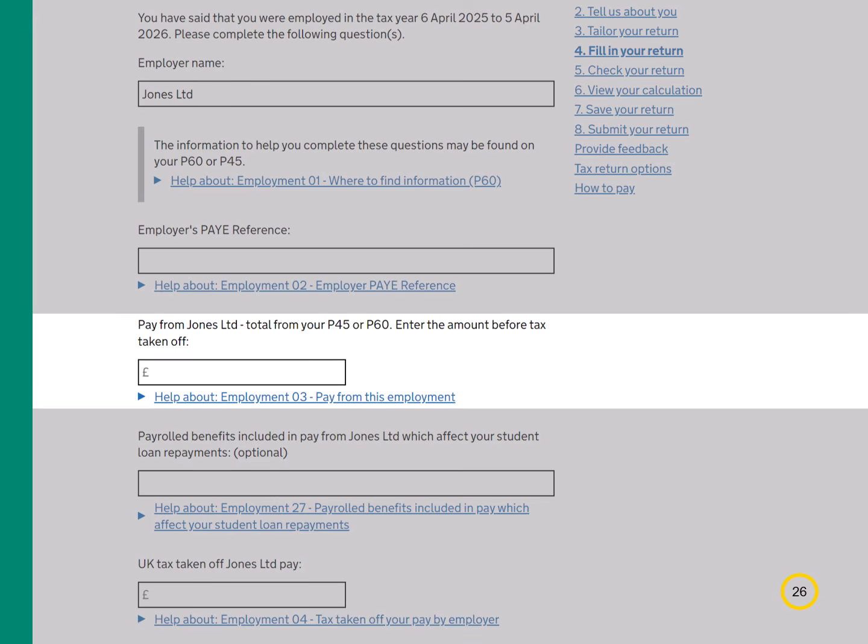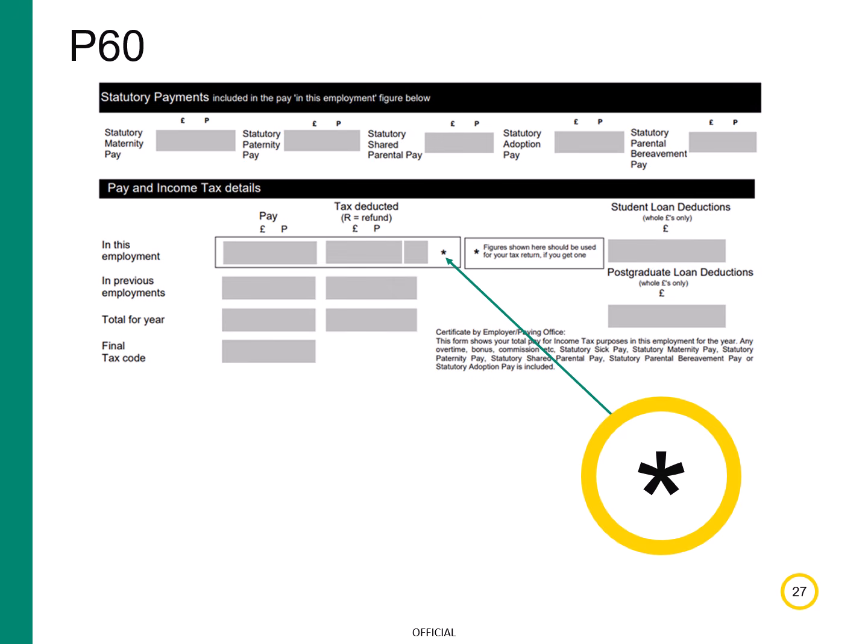The next question is asking for the pay from your employer. You need to enter the amount before tax is taken off from the P60 or P45. The P60 tells you to use the figures marked with a star. So, in our example, these are the correct ones. Before entering the figure on your tax return though, it's worth reading the Help About guidance for what to include.